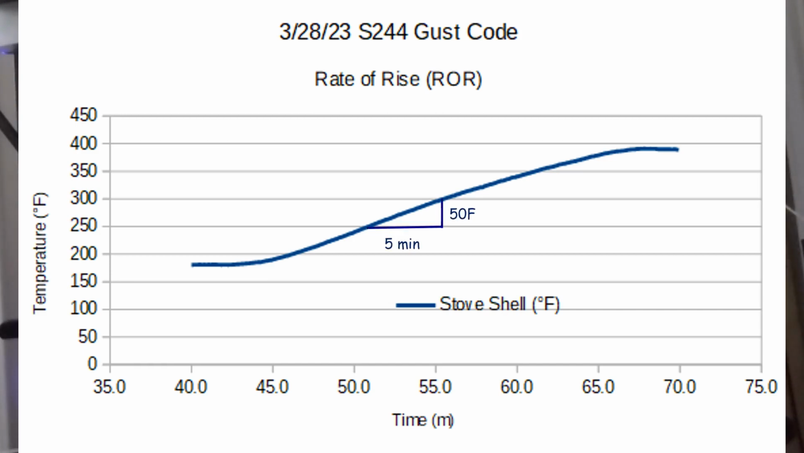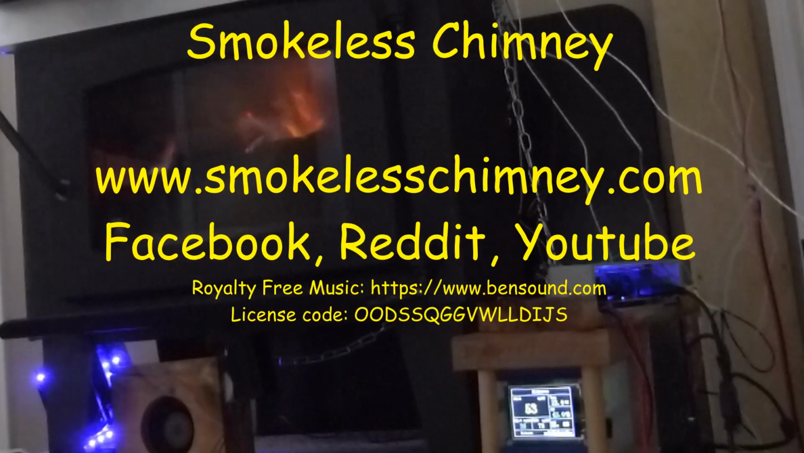Here is the steepest part of the curve. And we had over 5 minutes, we had a 50-degree rise. That's a 10 degree per minute rise. That's still controlled. It's a nice steep rise. Getting your wood stove up to temperature quickly and controlled is important to prevent it from smoking.